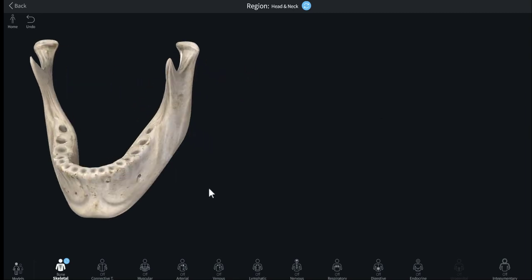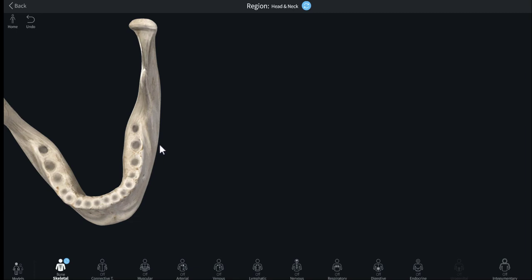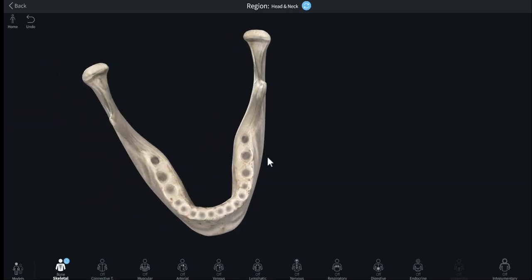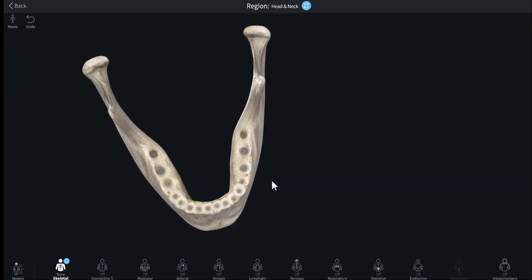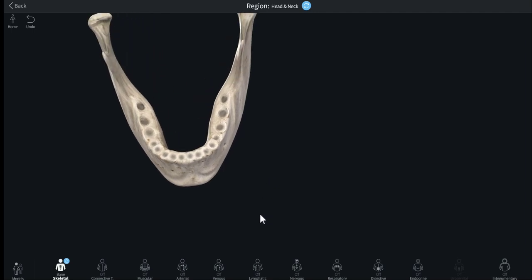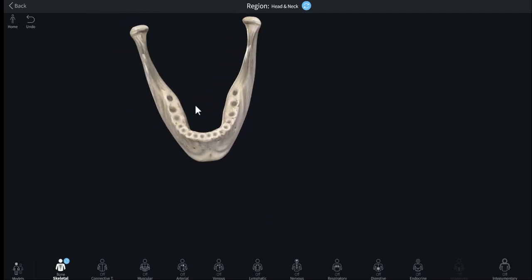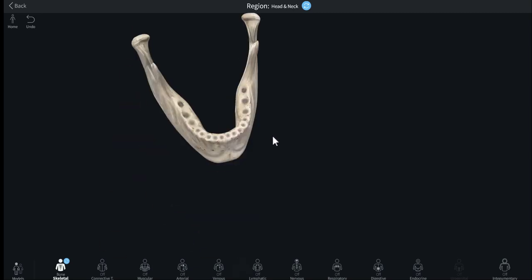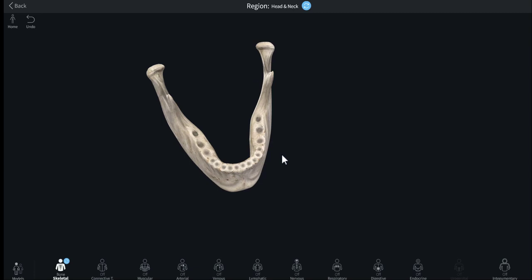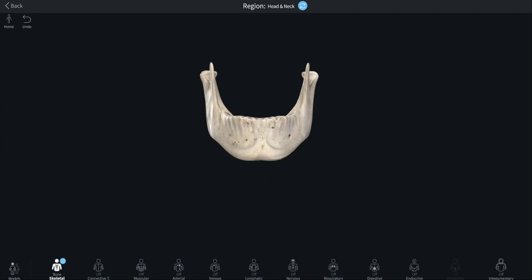And what about this curved part? What about this curved part here? This curved part is what we call the body of the mandible. So the mandible has these two parts, that is the ramus of the mandible and the body of the mandible. All right. Now, listen to me very carefully.